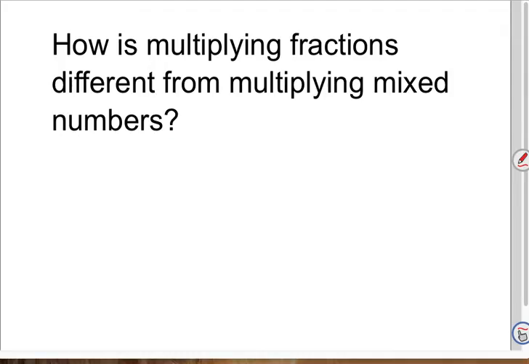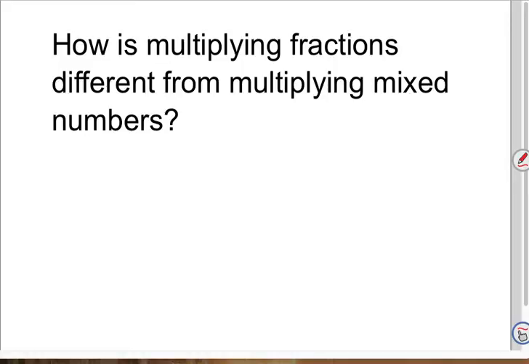Okay. How is multiplying fractions different from multiplying mixed numbers? Do you know? What do you think there, Miss Kaylee? Because when you multiply mixed numbers, there's an extra number that you have to work in. What do we have to do, though, Jordan? You have to multiply the whole number with the denominator and then add the numerator?